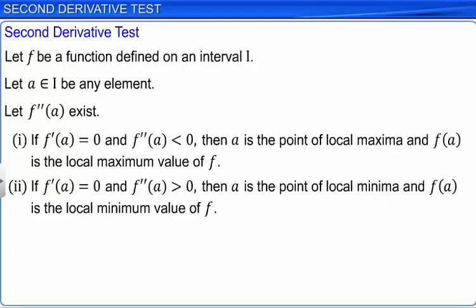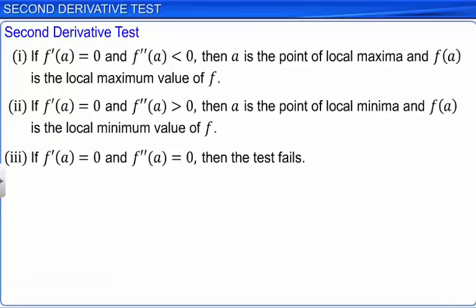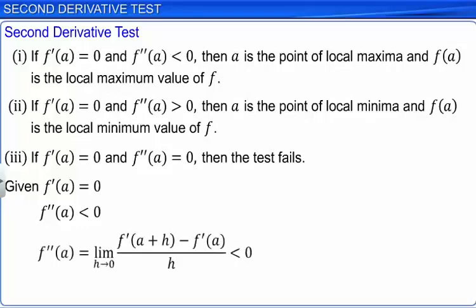The second derivative test fails if both the first and the second derivatives are equal to 0. Let's prove the first part. Given that the derivative of f at point A is 0 and the double derivative is negative at point A, using the first principle of derivatives, the second derivative of f at point A can be defined as shown.